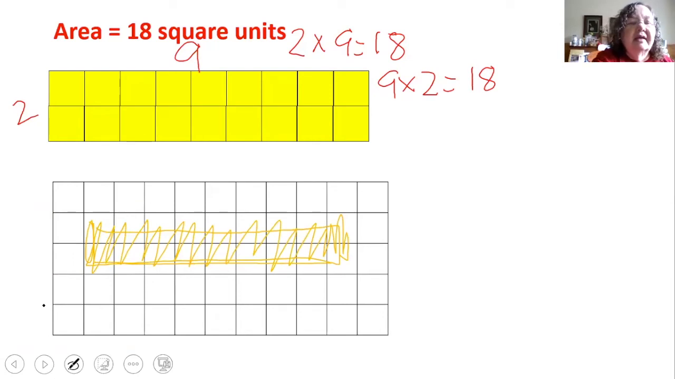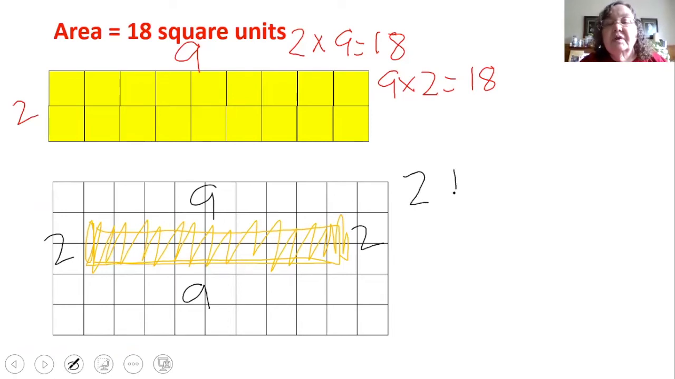So I know that it is 2 times 9. And I know that to find it, I'm going to have to add up all 4 sides. So I have 2 plus 2 plus 9 plus 9.